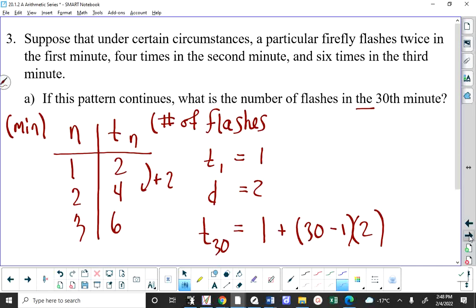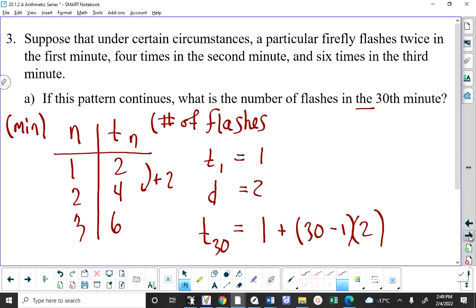2 is 58. I want to say 50. That can't be 59. 29 times 2. I've written something down wrong, so who can tell me what's wrong? Right. I wrote a 1 here.